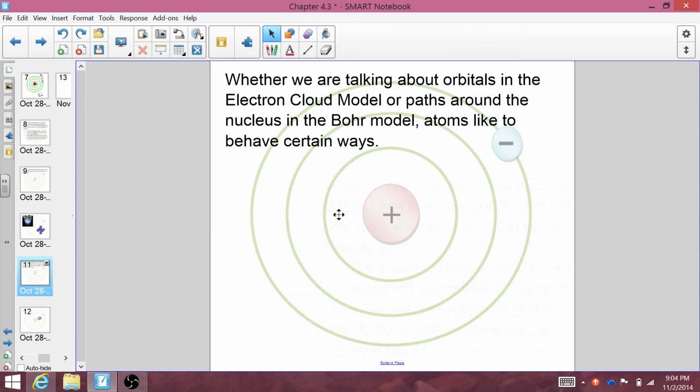Whoop. Come on. My computer's doing funky things here.